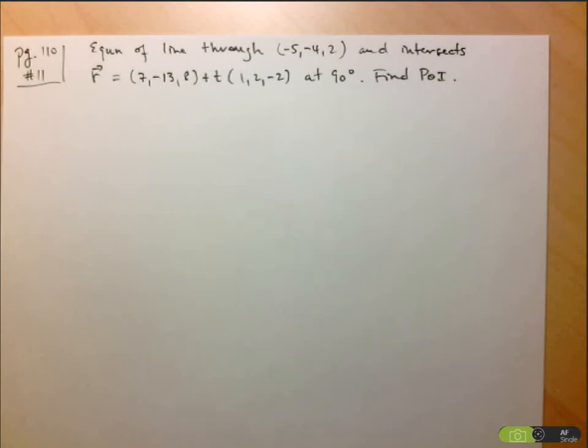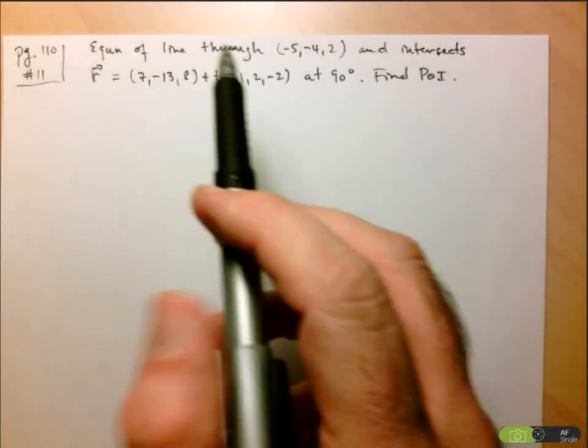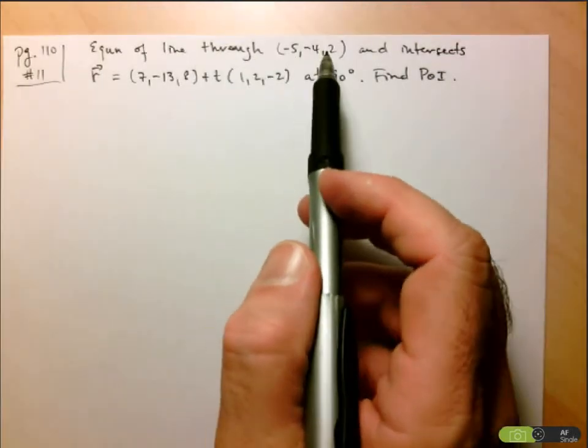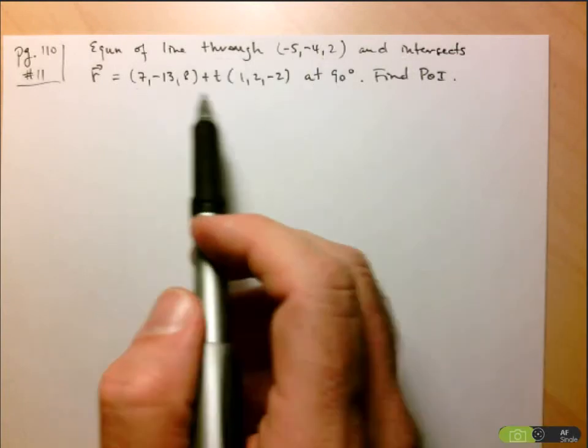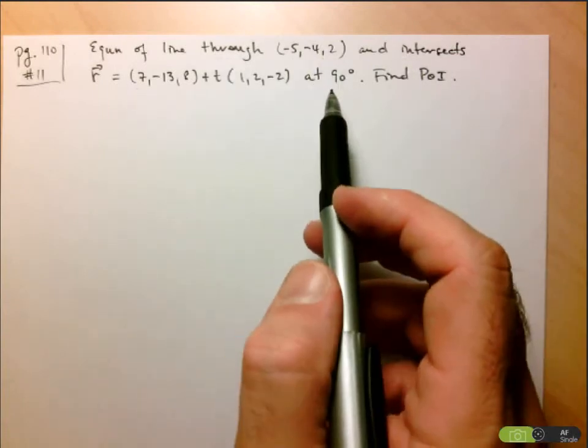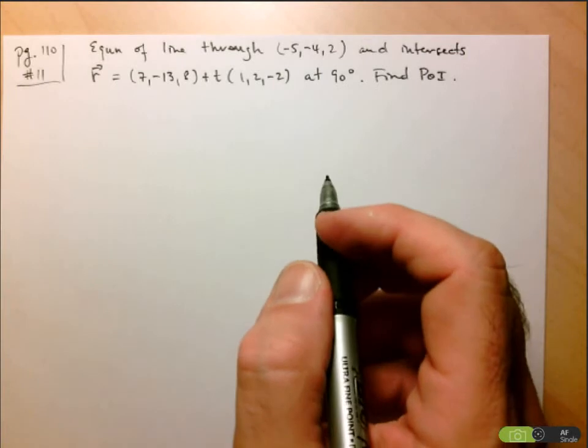Hi folks, this is number 11 from page 110, and in this question here we use a trick that we saw in a question in an earlier section. So they're looking for the equation of a line that passes through (-5, -4, 2) and intersects this given line at 90 degrees, and then they want us to actually find the point of intersection.